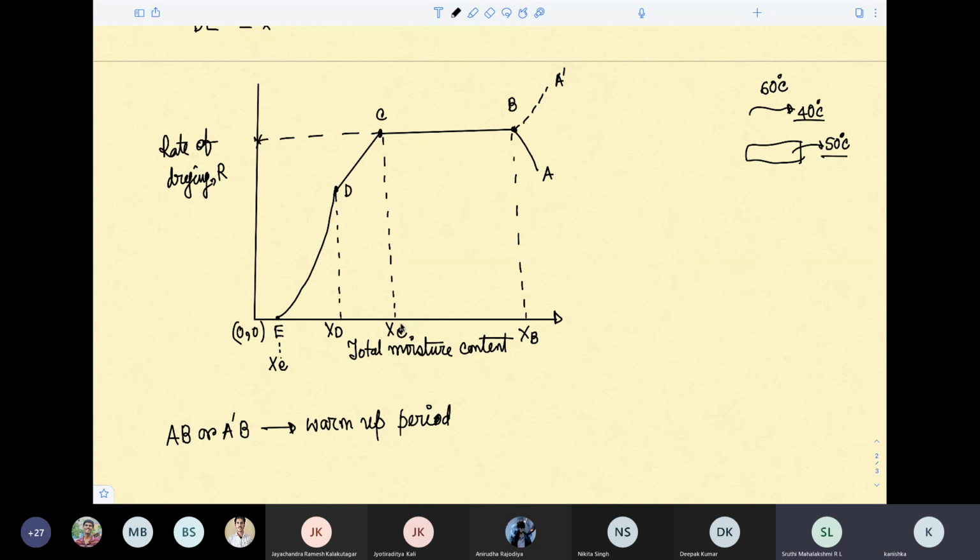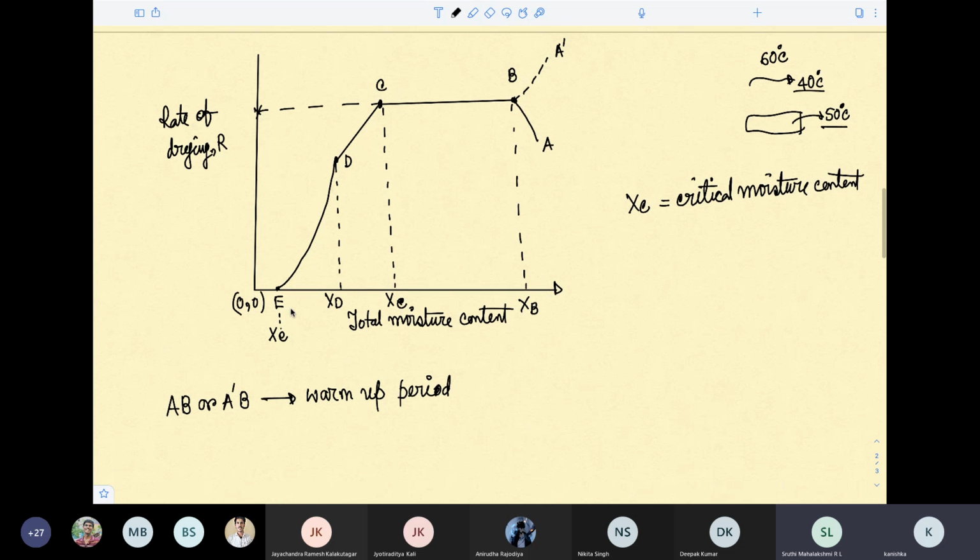Now what is XC? XC is called the critical moisture content. Why is it called critical moisture content? Because after that the rate of drying changes with the decrease in the moisture content. C to D is the first falling rate and D to E is the second falling rate.